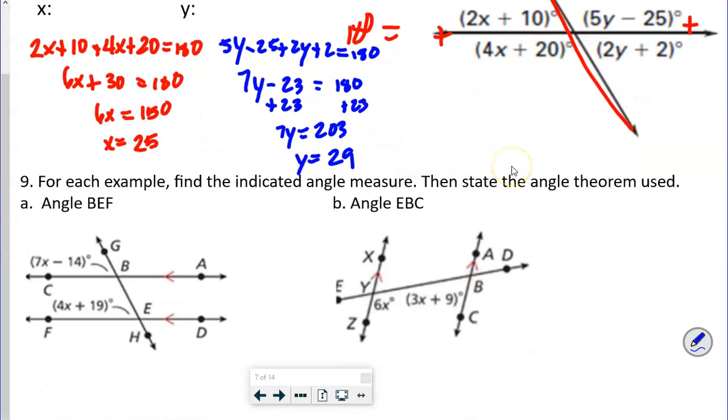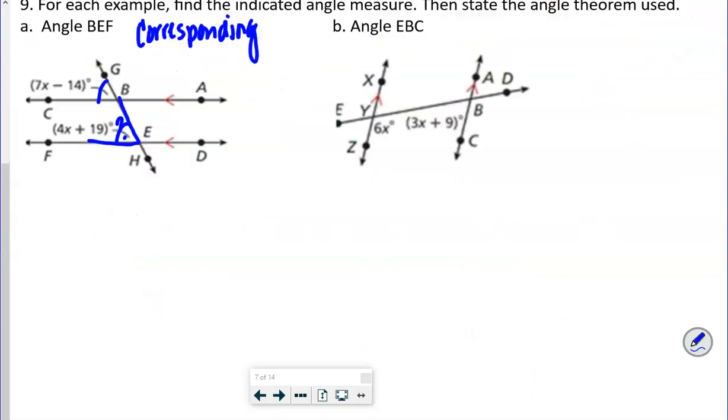Number 9 says, for each example, find the indicated angle measure, then state the angle theorem used. So it's asking us to find BEF. So BEF is that angle right there. Okay, so we need to talk about what is the relationship between the two angles we're given. So can you guys see that this angle is congruent with that angle? Because they are corresponding angles. Okay, so that's why they are congruent. So that means we're going to set them equal to each other, right?